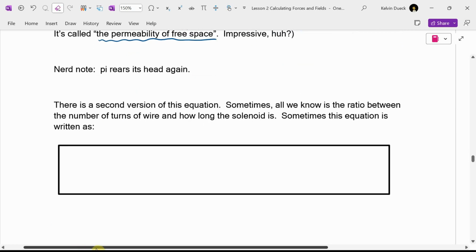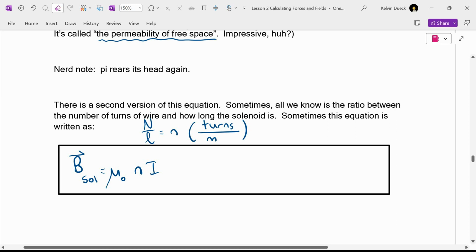There is another version of this. When you actually buy a solenoid from an electronics store, they don't tell you N, they don't tell you L. They actually give you N divided by L as a ratio, and they call it lowercase n. And this would be in turns per meter. So a second version of this for a solenoid is mu naught lowercase n times I.